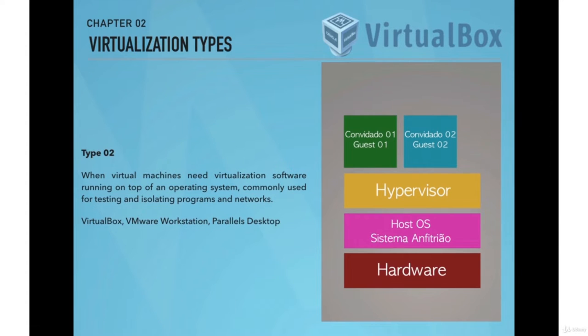Type 2 is when virtual machines need virtualization software running on top of an operating system, commonly used for testing and isolating programs and networks. For example, VirtualBox, VMware Workstation, and others. You can see in this image that we added one new layer, the host OS layer. This layer can be Windows, Mac, or Linux.